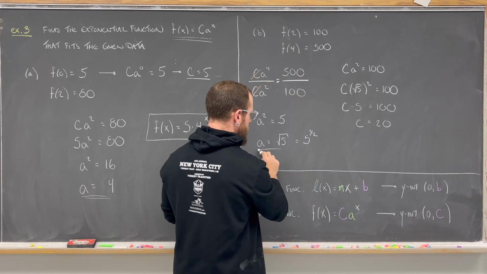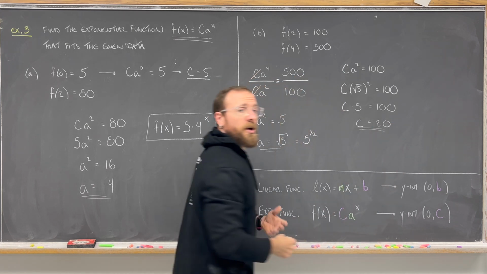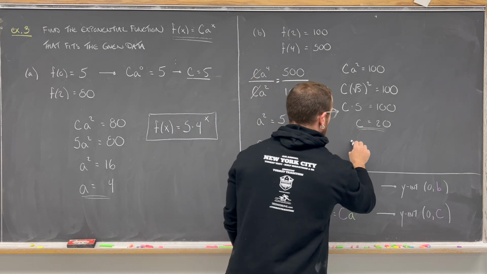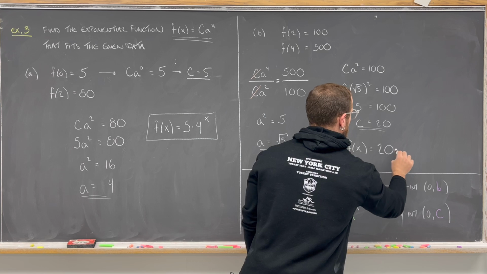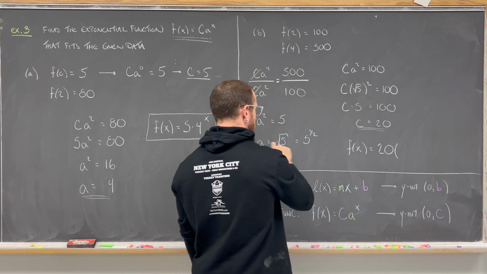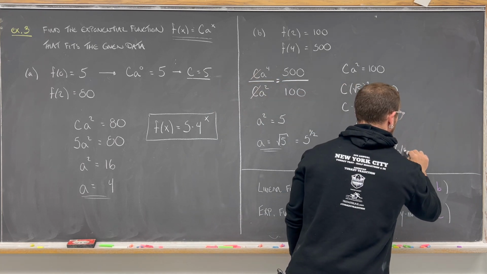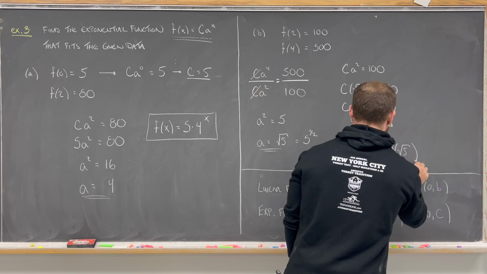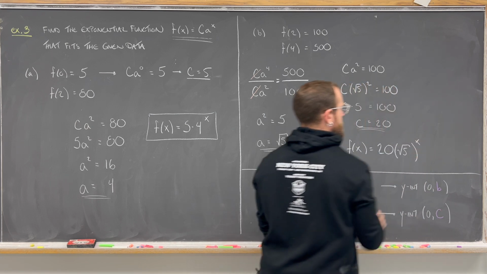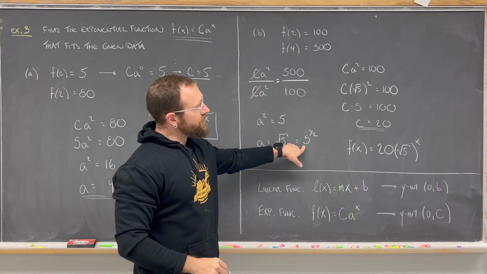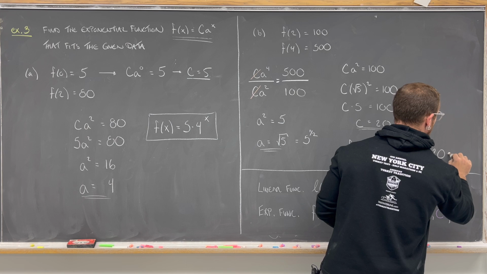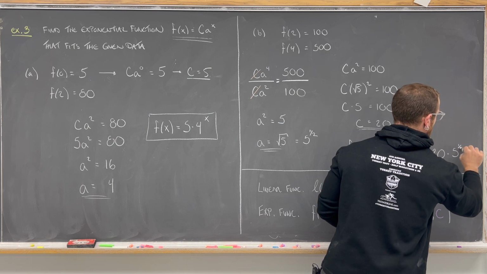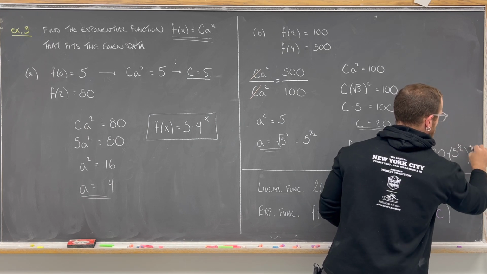Now I know what a is, I know what c is, so I'm ready to write down the function. The function f of x is equal to c times a, the square root of 5, to the power x. If I had chosen to write it as 5 to the 1/2, you could have written it this way, 20 times 5 to the 1/2 to the power x.